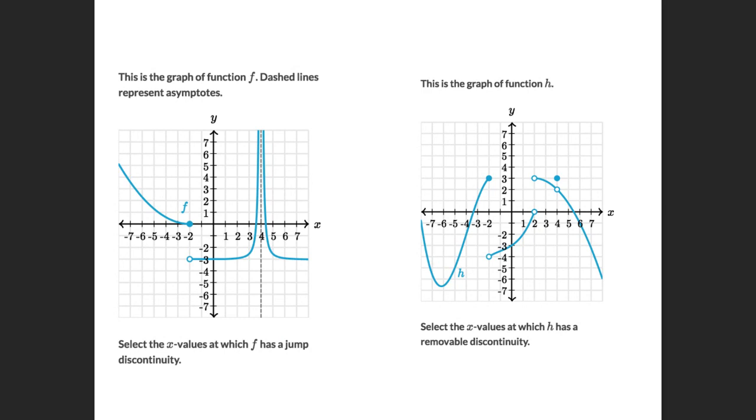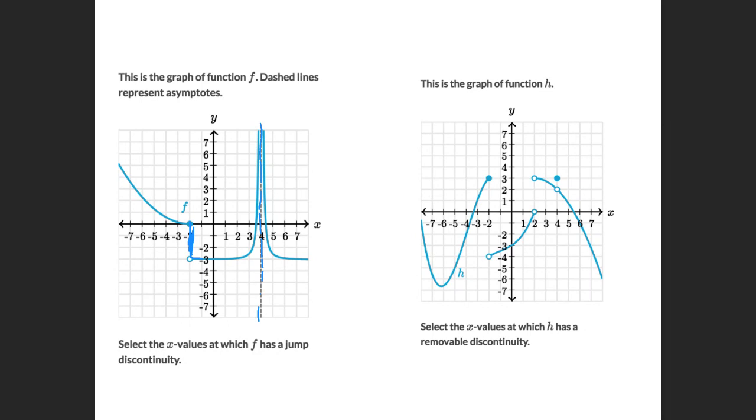X equals, oh, not 4. 4 would be a vertical discontinuity. A jump discontinuity means that it jumps from one point to another. You've got a jump here where, if you were walking on this line, you'd have to jump up to get to the next point here. So this is a jump discontinuity. We usually call this a vertical discontinuity when you have a vertical line there.